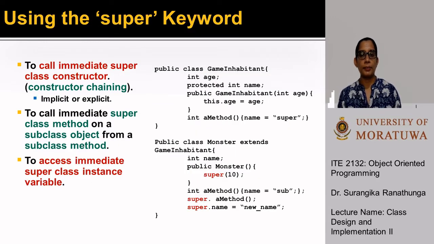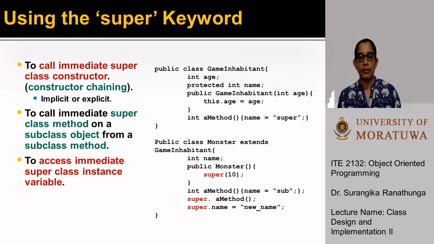And the other concept is the super keyword. I hope you remember we discussed the this keyword, right? So this keyword refers to the current object. Similarly, the super keyword refers to the constructor of the superclass. For example, here we have the subclass Monster, which extends the superclass GameInhabitant. Within the Monster constructor, as you can see, we have a keyword called super.